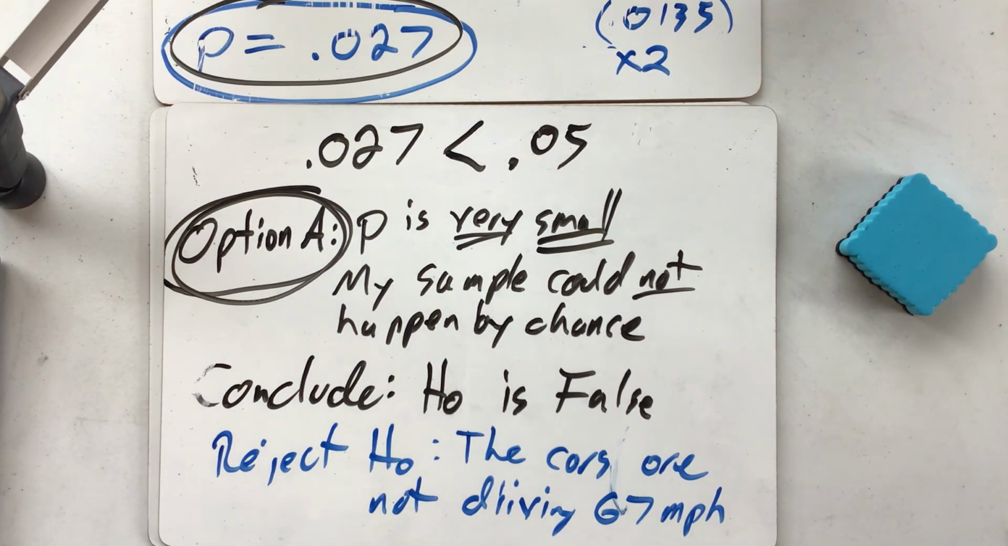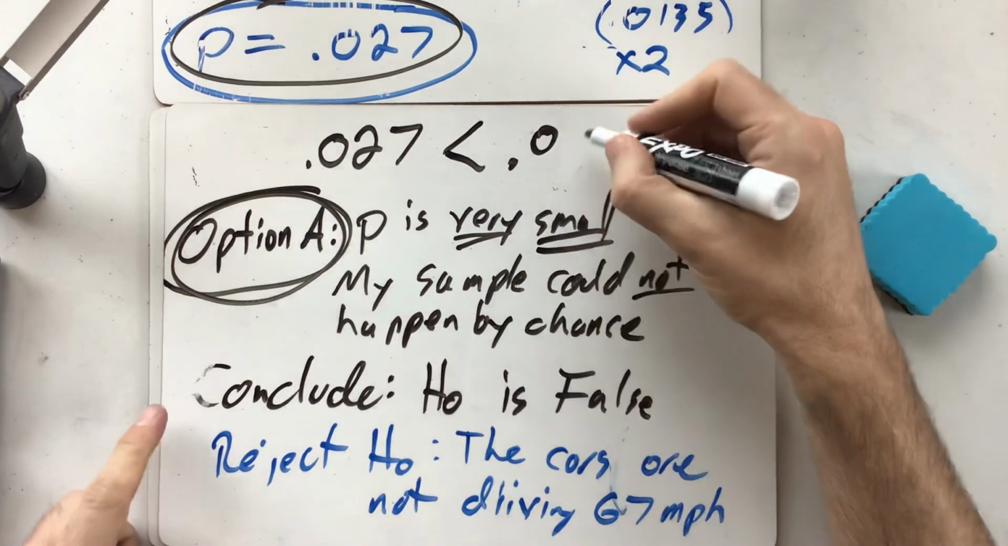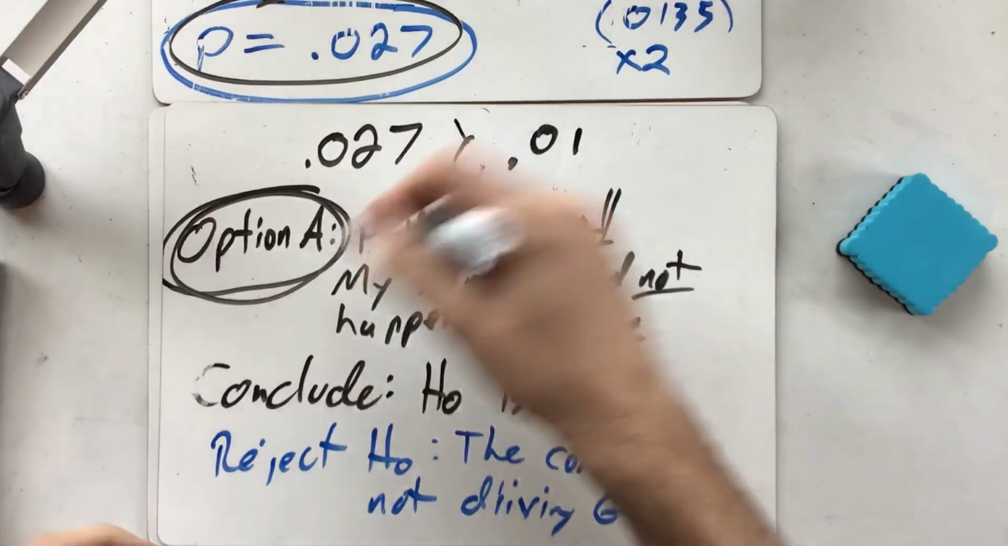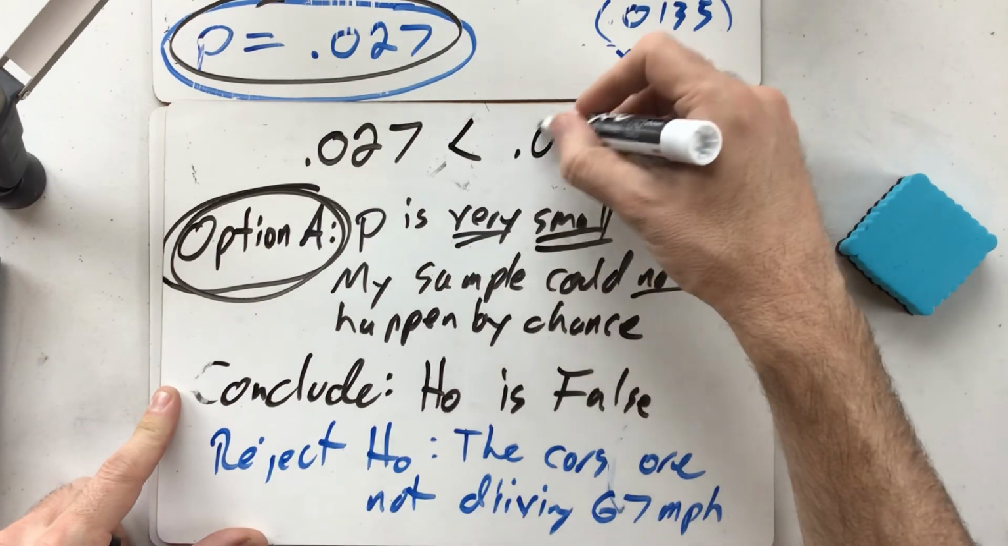However, if someone else comes along and decides they want to use an alpha of 0.01, then all of a sudden they would have a different result and they would be in option B. So what you choose for your alpha actually matters.